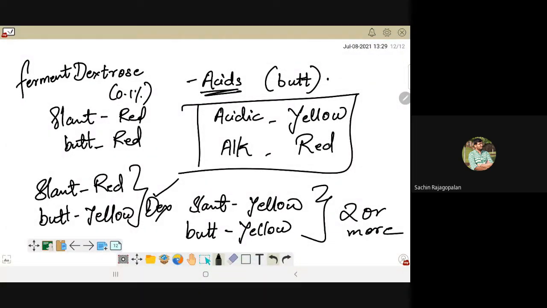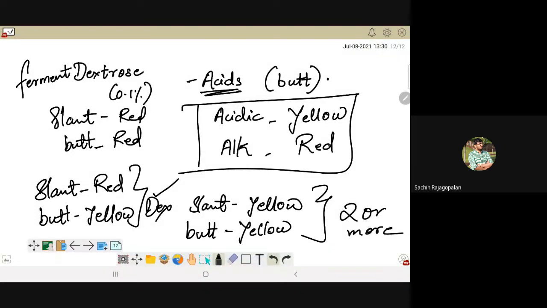If the butt is yellow in color and the slant is red in color, it's an indication that this organism can use only dextrose, whose concentration is comparatively less. So the acidity produced is also low. So then after exhausting dextrose, as it cannot utilize the other two sugars, it will start utilizing peptone. So alkalinity is produced, the slant starts turning red.